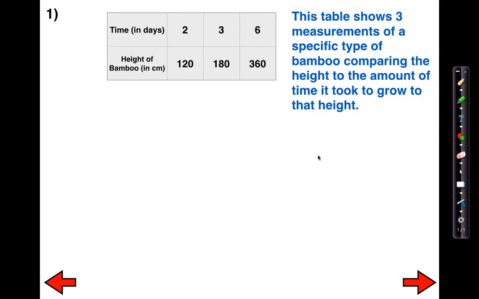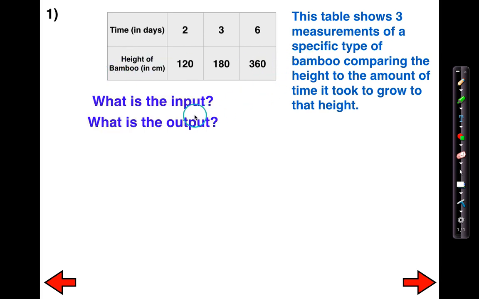So here, for number 1, it says, this table shows 3 measurements of a specific type of bamboo, comparing the height to the amount of time it took to grow that height. So in this row here, we have time in days. Then here in this row, we have the height of the bamboo in centimeters. So what is the input? What is the output? I'm definitely going to say time is the input because the time is what typically determines the height of the bamboo. So if time is input, then the height of the bamboo is output.